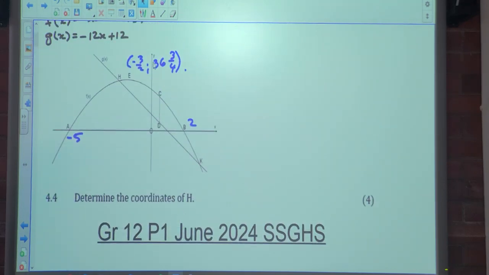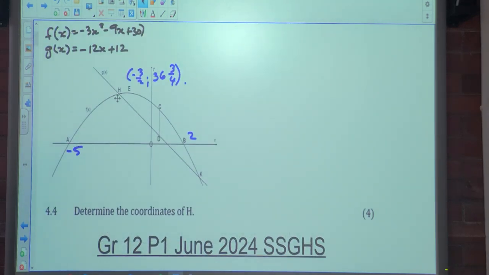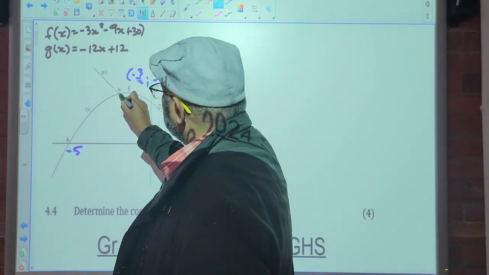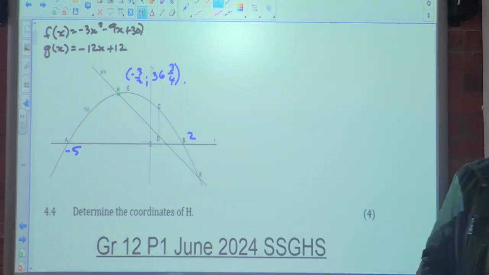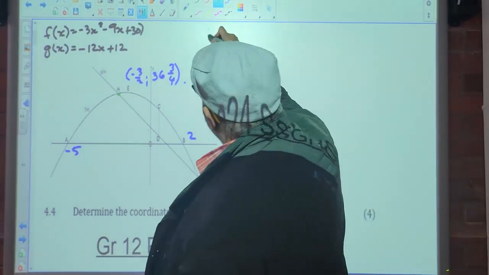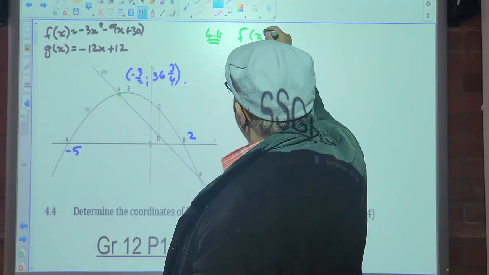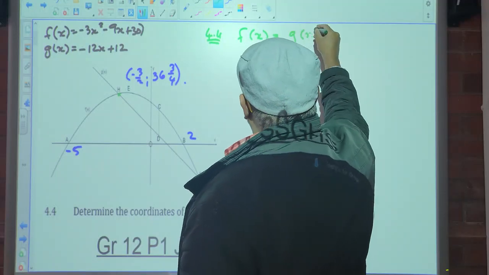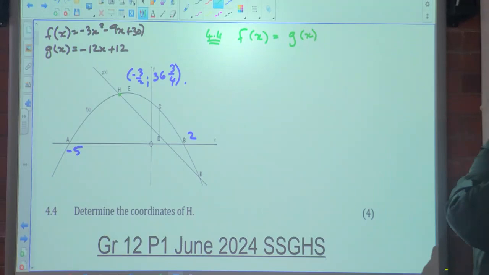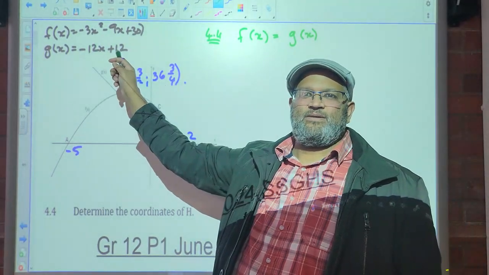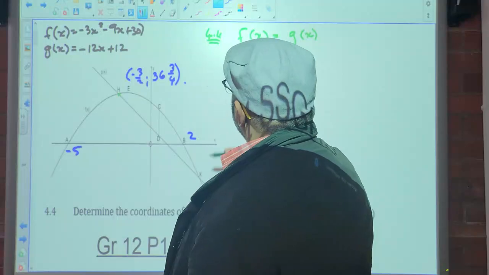In question 4.4 it asks you to calculate the coordinates of H. But what is H to us people? H is the point of intersection of the two graphs. So how do I calculate points of intersection? I set the two graphs equal to each other. This is what we call simultaneous equations as well. And remember, y is equal to that and y is equal to this. So we're going to solve for x and y simultaneously.